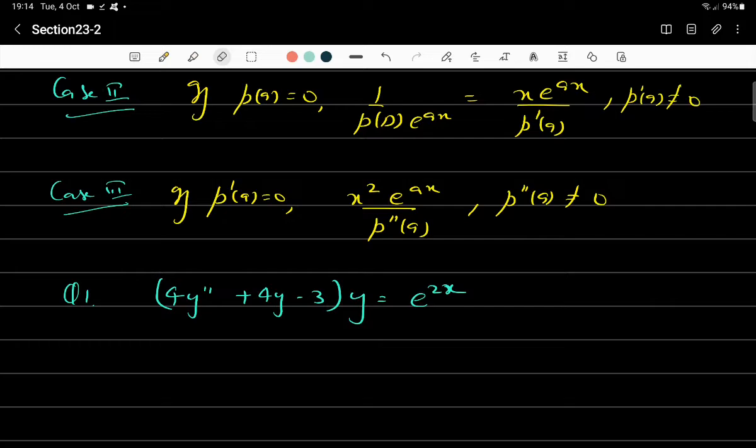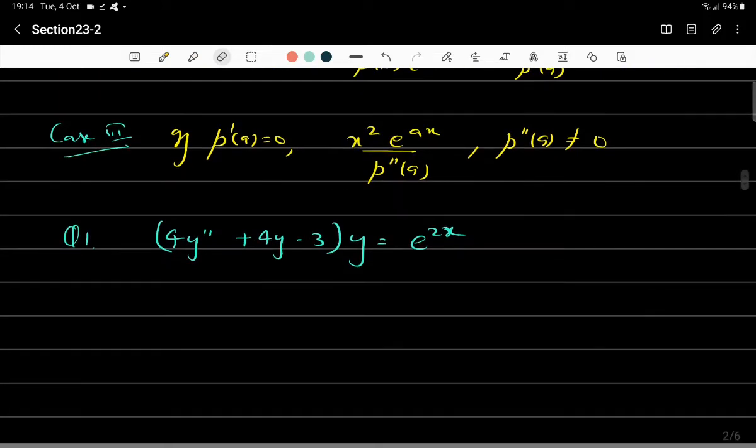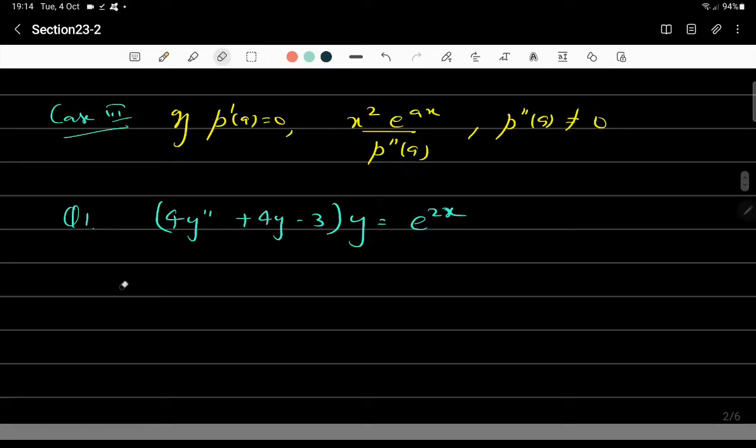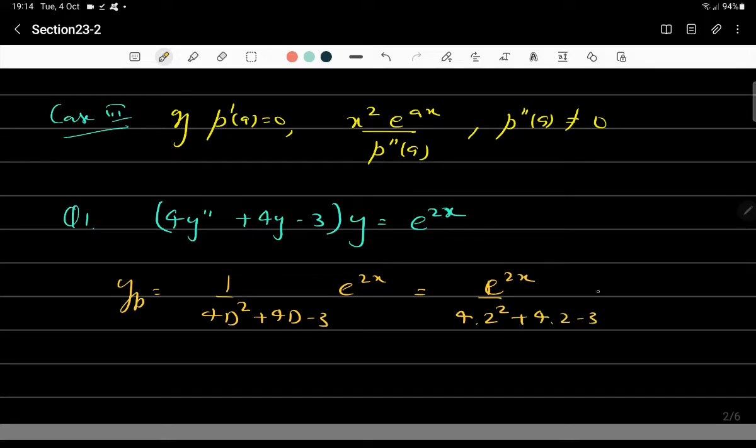So this says solve or find the particular solution. In this case your y_p would be 1 by 4D square plus 4D minus 3 e raised to the power 2x. So I have to replace D by a. So this becomes e raised to the power 2x over 4 into 2 square plus 4 into 2 minus 3, which is 1 by 21 e raised to the power 2x.